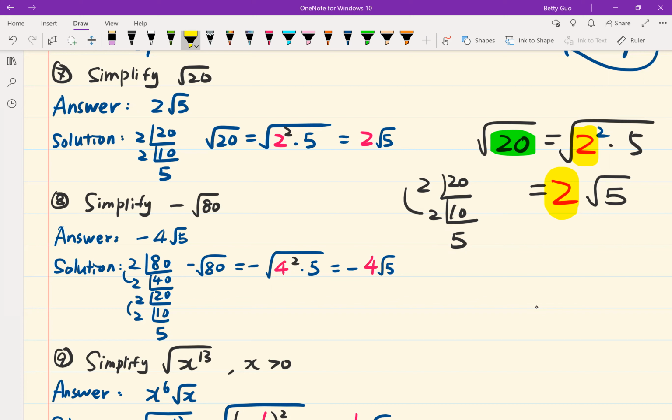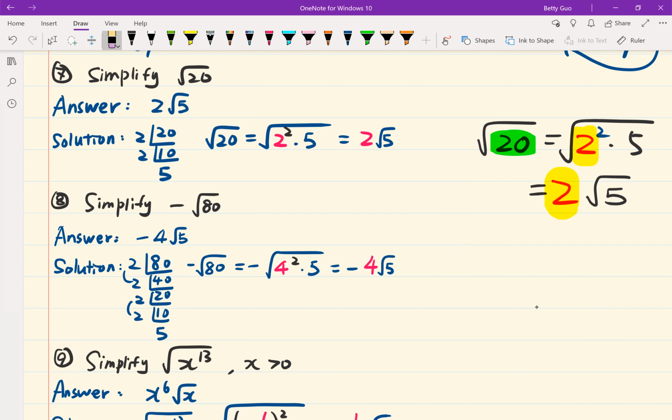You remember we say 2 has a ticket, so 2 could be released from the containment. 5 remains because 5 has no square on its shoulder. Any questions? Does that make sense? Okay, so that is number 7. Let's move to number 8.